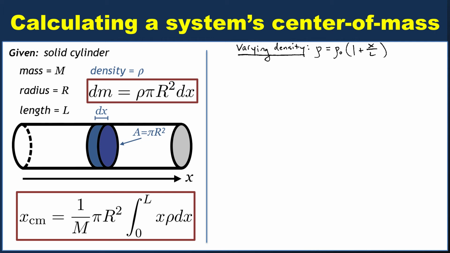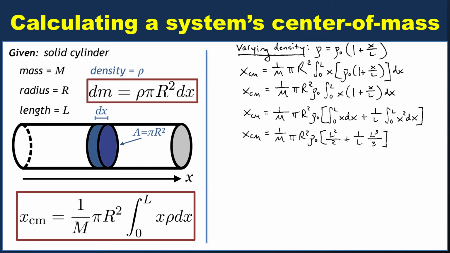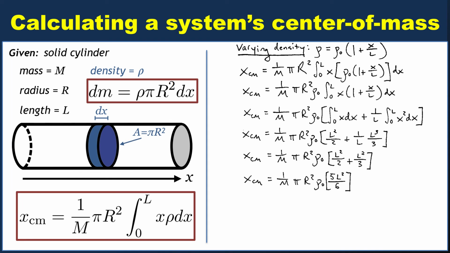So the first step is just to substitute this density into our expression for xcm, just like we did last time. The difference is now we can only pull out a ρ0 but we have a more complicated integrand, right? The integrand now is x times the quantity, 1 plus x over L dx. So let's separate that into two integrals. Both of them are pretty easy, you just need to do the bookkeeping carefully. So first integral becomes L squared over 2. Second one is 1 over L times the quantity L cubed over 3. We can find a common denominator there after we cancel out a power of L. Common denominator will be 6, so we get that xcm equals 1 over m pi r squared rho naught 5/6 times L squared. So that's a different expression than we had before.